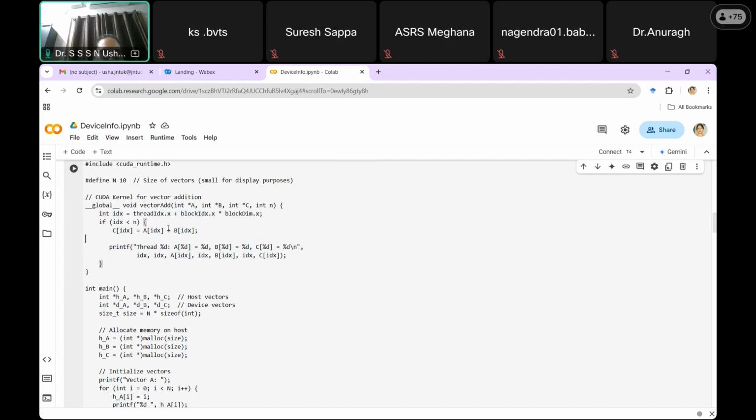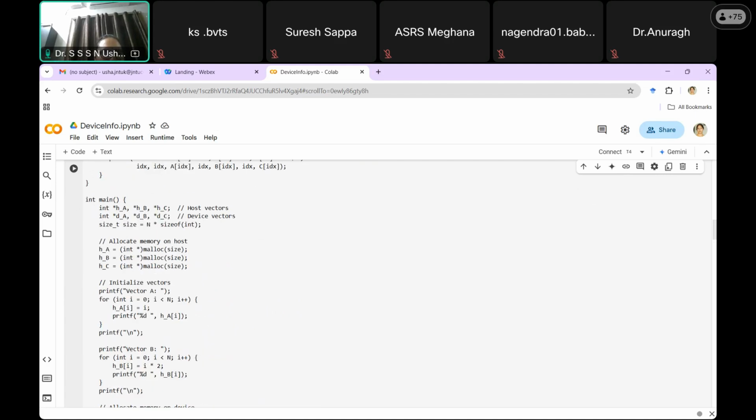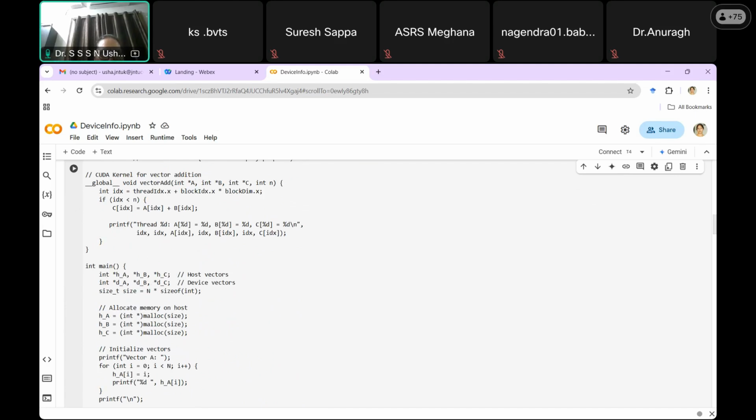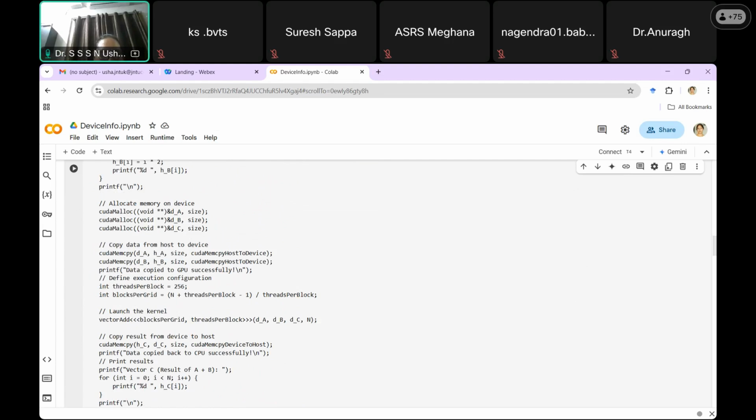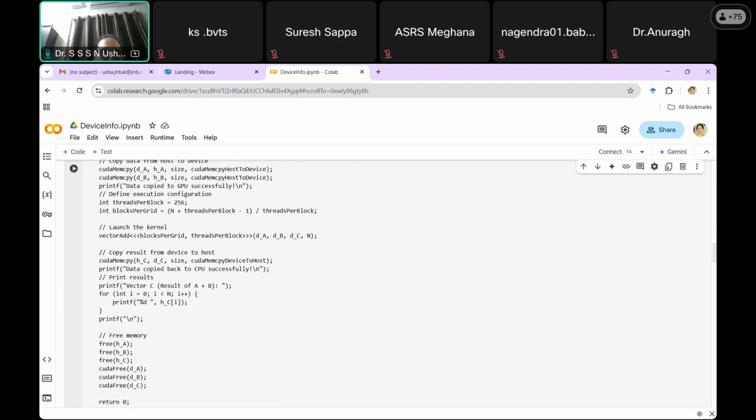Every time it is computed, it will give the thread ID, as well as the A value, the B value, and the C value. It is going to be printed, along with the thread number. Once that is done, the result is ready at device C, D_C. Now we need to copy that D_C to the host. That's why it is cudaMemcpy device to host.